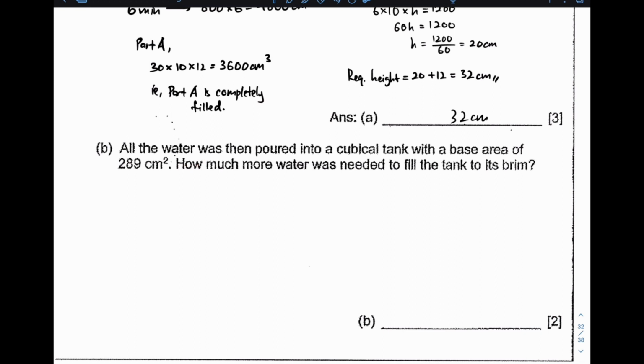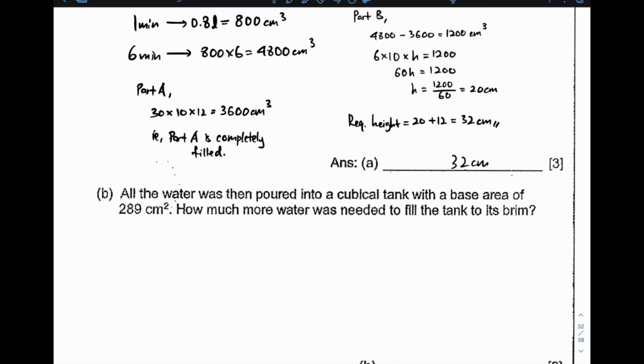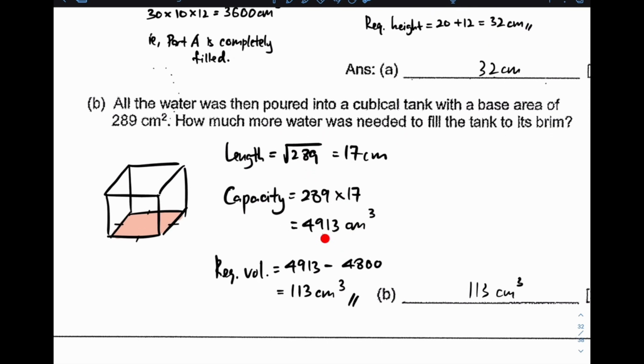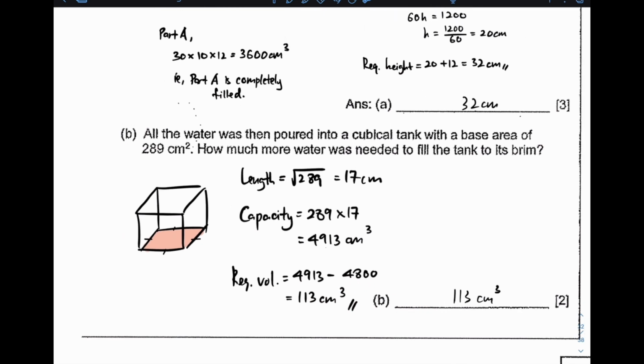All the water, now we know that all the water is 4800, was then poured into a cubical tank with a base area of 289. Now, because it's a cube, we can definitely find the height, shall we not? So the length is therefore square root of 289, that's 17 centimeters. Yeah, the capacity is therefore base area times height, 4913. Okay, now how much more water is needed to fill? Now the capacity minus 4800, you need 113 more to fill the cubical tank.